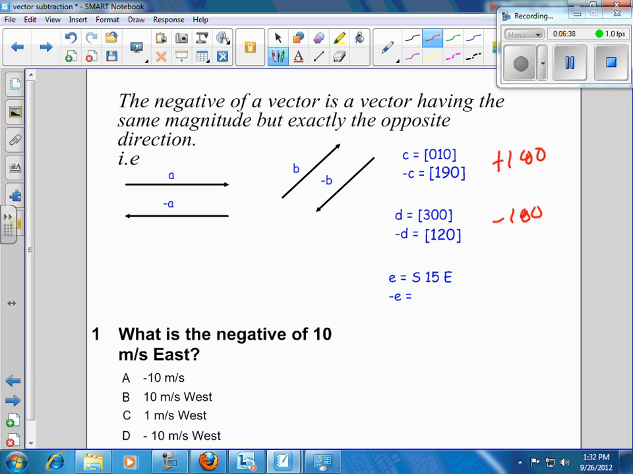Yeah, pretty easy. What if it's something goofy like south 15 east? It would be north 15 west. You just change the south to north and the east to west. How about we draw that? South 15 east would be like south, 15, east. So the exact opposite of that would be north 15 west. There really isn't anything to it, right? Doesn't that make sense? Just change the direction.